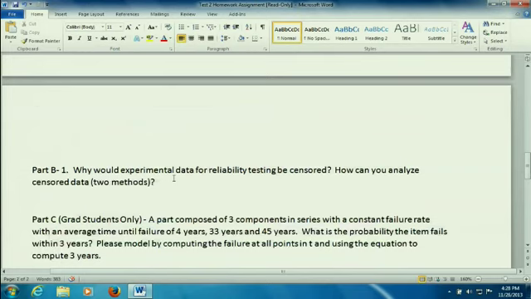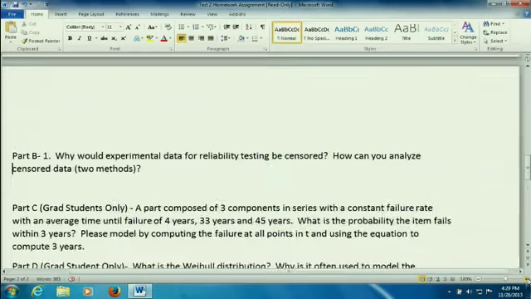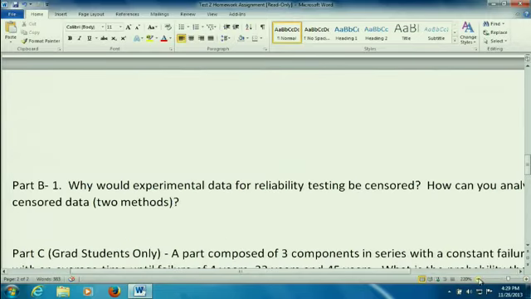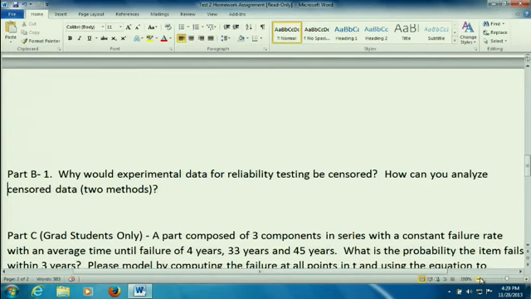This is an important question. Why would experimental data for reliability be censored? What's the issue with that? Censored means you can't run the experiment long enough, correct? So reliability data is going to be censored because let's say I design a new aircraft engine. That aircraft engine is going to run for maybe 30 years. Can I set up an experiment that runs for 30 years on thousands of engines? No. So your experiment length often is shorter than the expected life of the item.